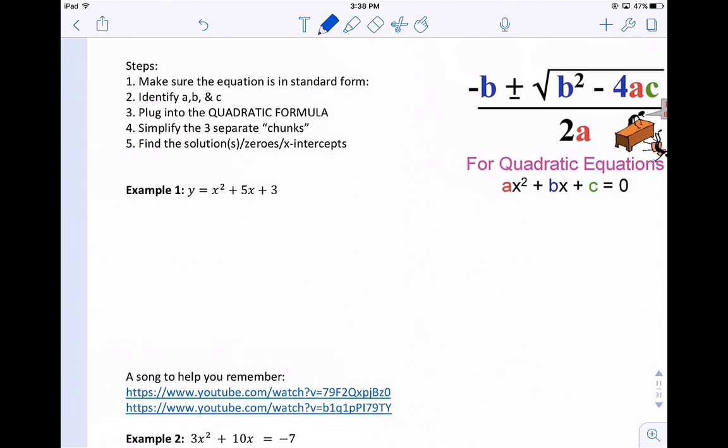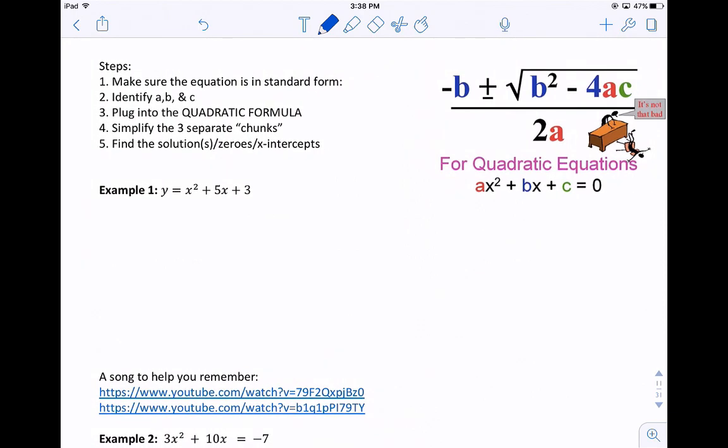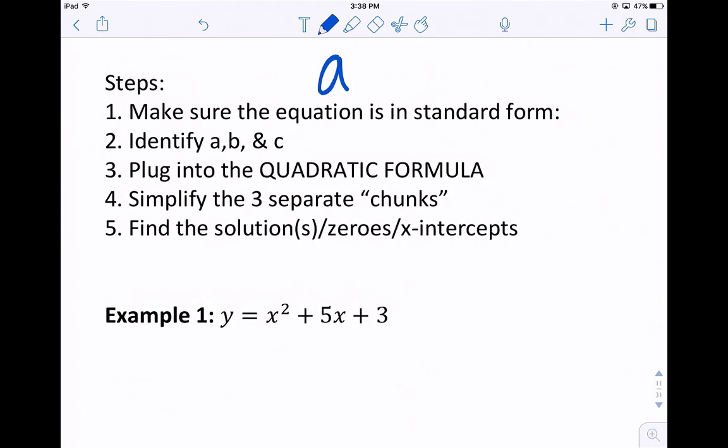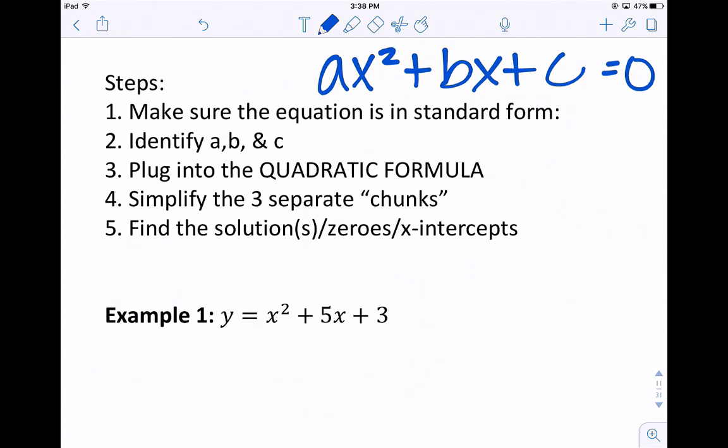All right, so here's how you use quadratic formula to find the zeros of the graph if you don't like factoring or if you can't factor. So step 1, make sure the equation is in standard form. What standard form is ax squared plus bx plus c, where it's the highest power of x first and then on down, and that equals 0. Okay. So identify a, b, and c, plug into quadratic formula. I want you to simplify it by putting it into 3 separate chunks, and then you'll find the solution. So we'll do these 5 steps several times.